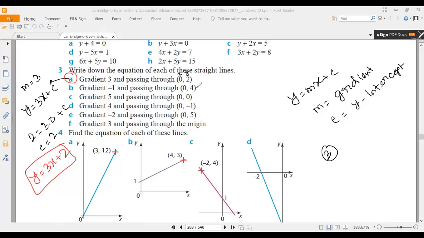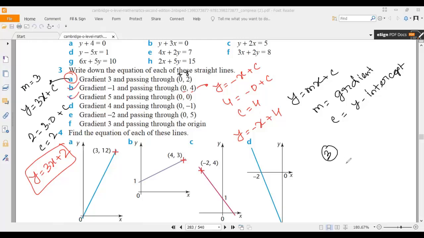Okay. Now question number 3B. Look, the gradient equal to minus 1. So y will be minus x plus c, because m will be minus 1. Okay. And c is called the y-intercept. Now put the value of x and y in this equation. So it will be 4 equal to minus 0 plus c. That means c equal to 4. So what will be the final answer? Final answer will be y equal to minus x plus 4.